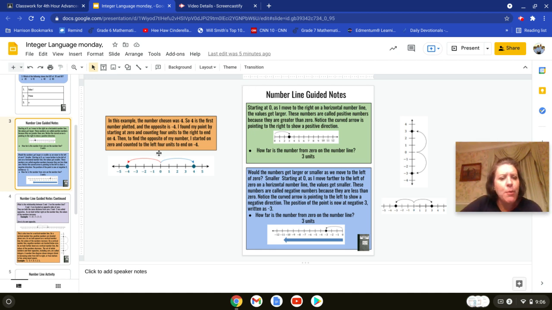There's another example. We've looked at 4. So 4 is our first number we put on the number line, and the opposite of that is -4. And we found our point by moving 4 spaces to the right of 0. And then to find the opposite of that, we start back at 0 and we go 4 spaces to the left and land at -4. So does that make sense why -4 and +4 are considered opposites?